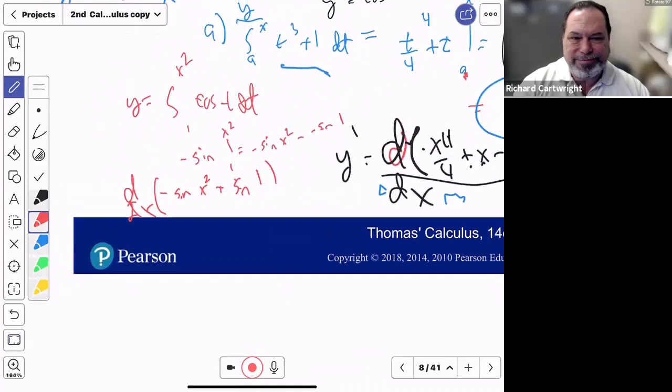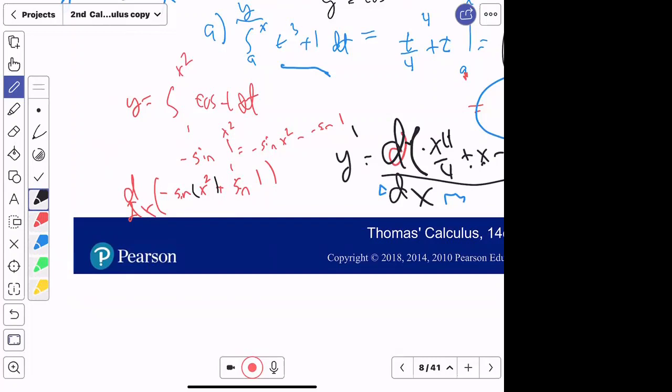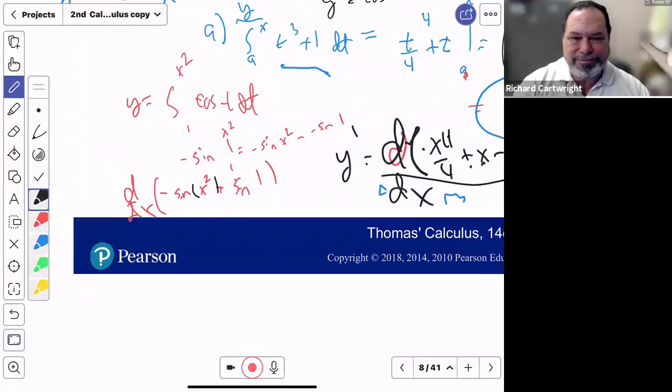And what is the derivative of sine? And remember, this is going to require the chain rule. What's the derivative of sine? Cosine, right? So why do I have a negative in here? I can't remember why I have it. Negative cosine of x squared times the derivative of x squared, 2x. Derivative of sine of 1 is just a constant, so it goes to 0.